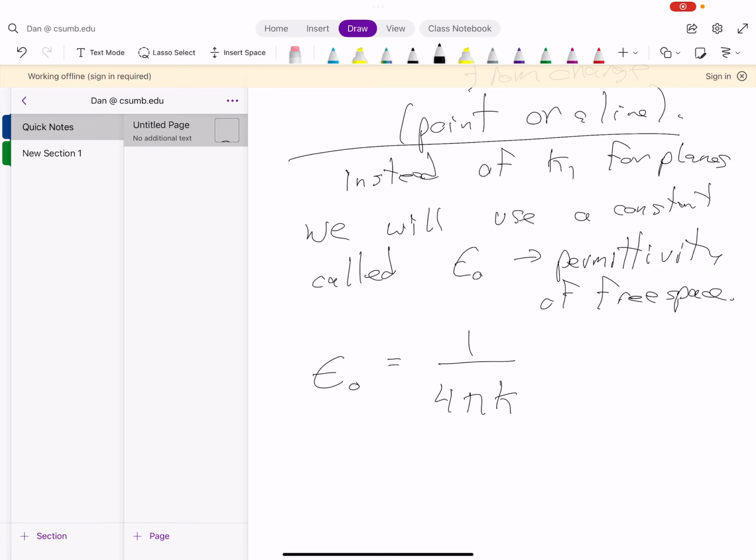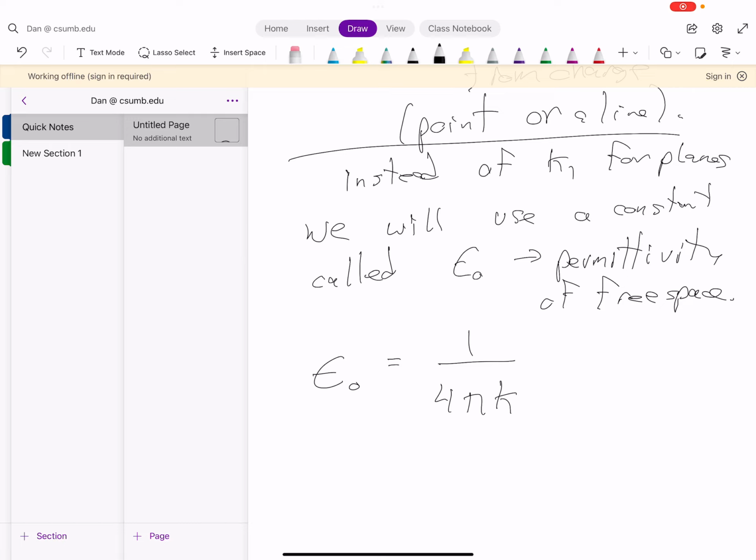Now, why am I doing this? Because it eliminates some of the factors that we're going to use when calculating the electric fields associated with planes of charge. And those are used quite a bit in the circuits that we're going to be working with, going back to circuits really soon.